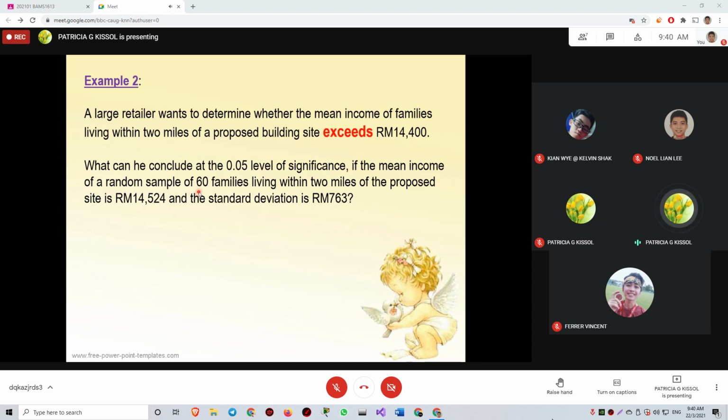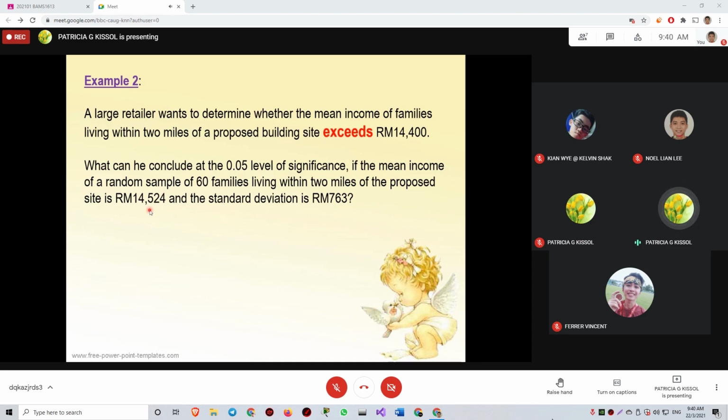Then we have a sample of 60 families, and the mean is 14,524 and the standard deviation is 763. So here you can see that the standard deviation is given for the sample.